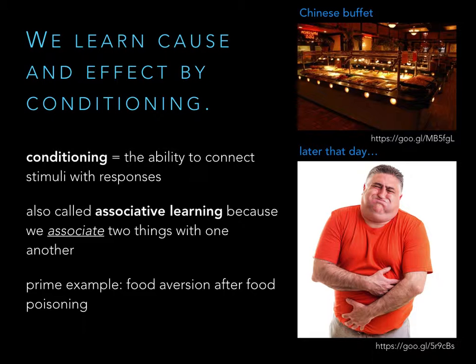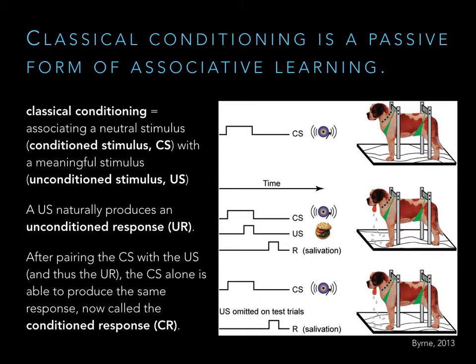You pair this foreign food with extreme intestinal discomfort, and then you begin to associate the food itself with the discomfort, when really it wasn't the food. It was some sort of probably bacterial growth in it that led to this. But that's all classical conditioning is. It's a very passive form of associative learning. We're associating two things together. Here's Pavlov's dog in cartoon format.